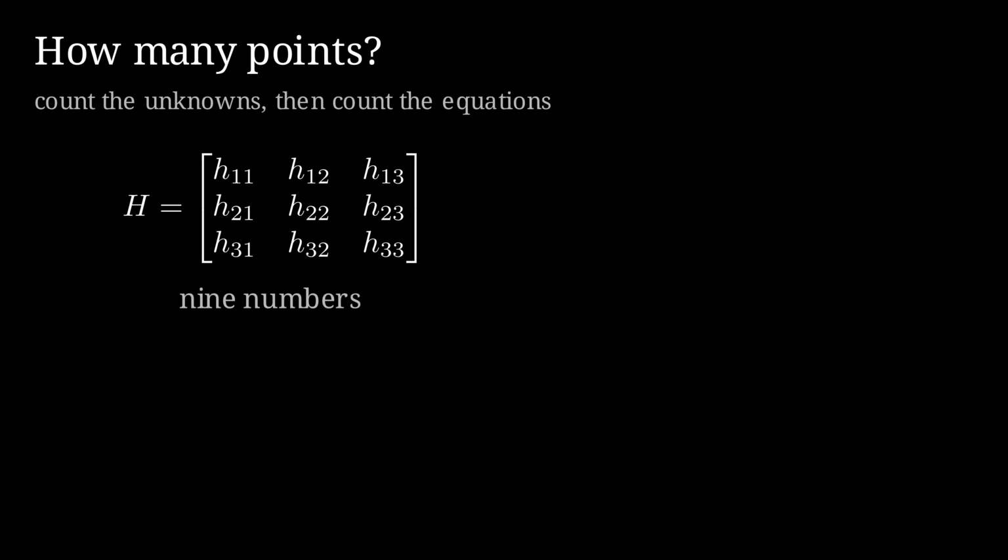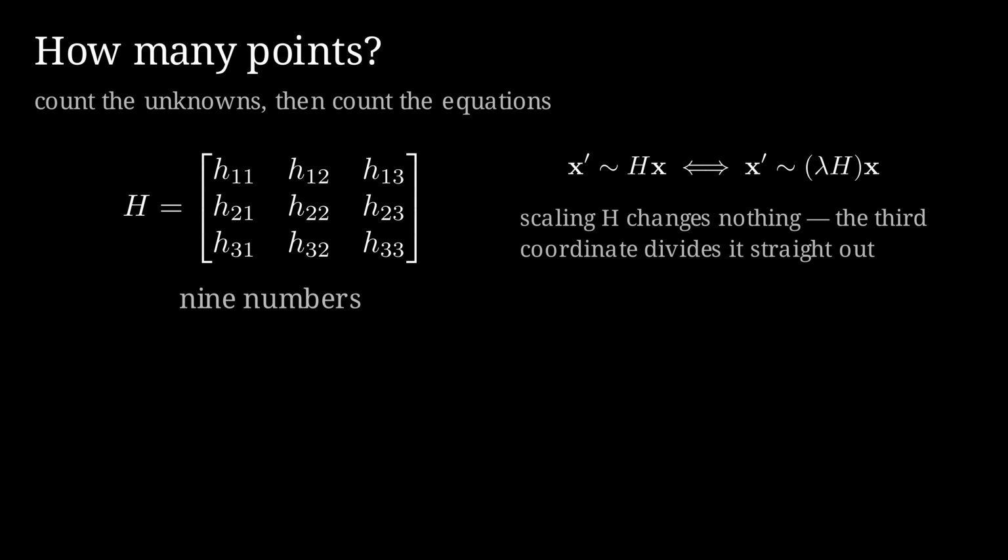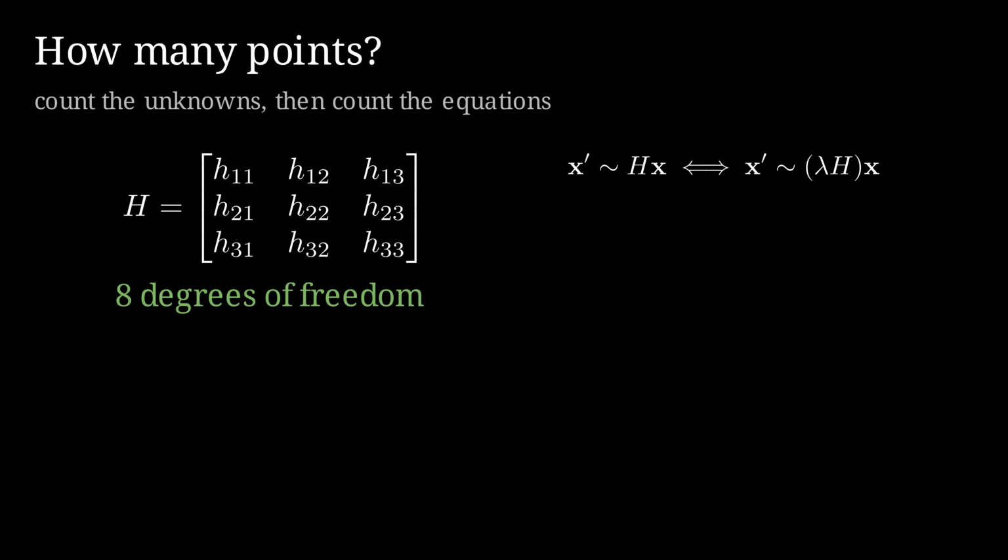H is 3x3, 9 numbers. But look at that similar-to sign. I've been writing it deliberately. x' is similar to Hx, not equal to it. They point the same way, they can differ by a scale. Which means if I multiply the whole of H by any non-zero number, nothing changes. The third coordinate divides it straight back out. So one of those 9 numbers is free. It's not information, it's just how you happen to write it down. 9 minus 1, 8 degrees of freedom.